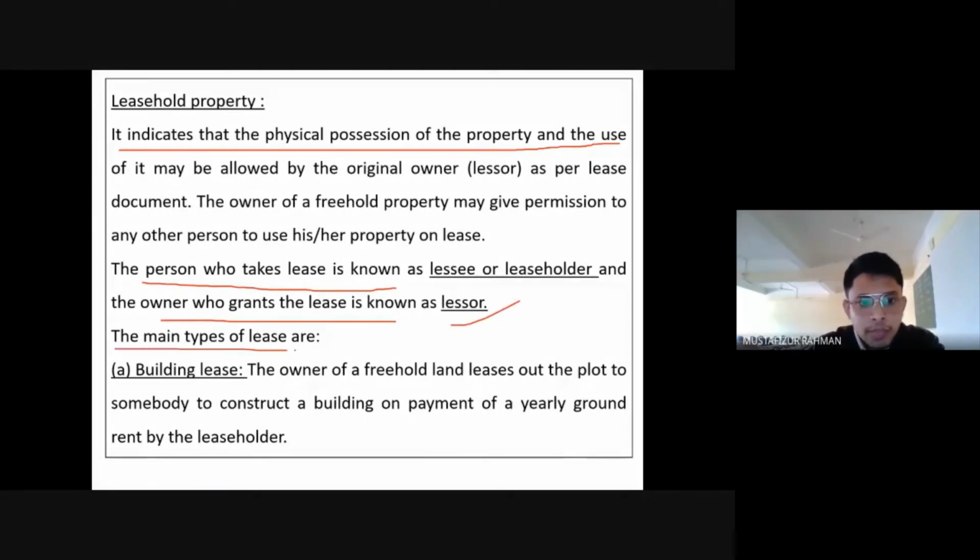Then there are two main types of lease. One is building lease. The owner of the freehold land leases out the plot to someone to construct a building. Okay. So you are the owner of the plot. You have given it to someone else. Okay. You have said that, okay, you take this land, you construct a building here, you operate, and you pay me some fees. Okay. There is a building lease.